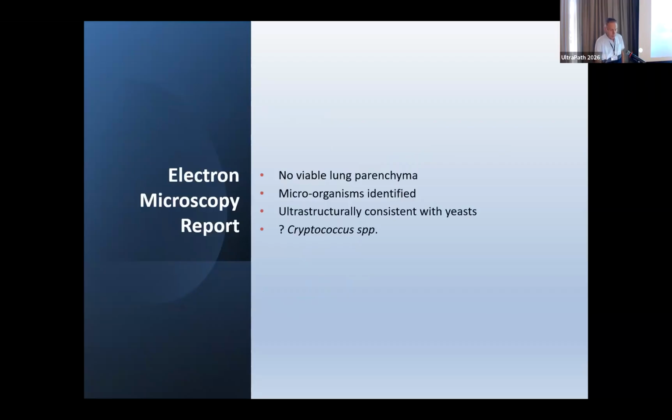So I reported to the pathologist that there's no viable lung parenchyma. Microorganisms are identified. They're ultrastructurally consistent with yeast, and query Cryptococcus species. I thought that was a pretty good summary of what we had.